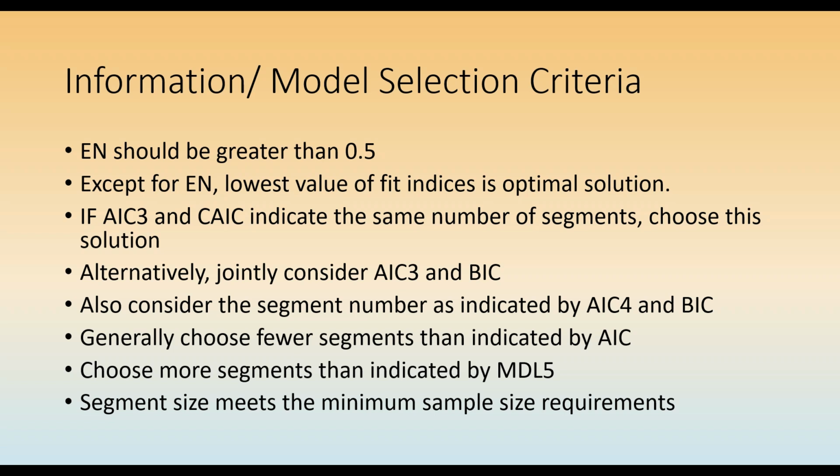Also consider the segment number as indicated by AIC4 and BIC. Generally choose fewer segments than indicated by AIC, or choose more segments than indicated by MDL5. And last but not the least, we are going to see with our exercise as well that segment size should meet the minimum sample size requirement, so that if all other criteria are fulfilling but the segment size does not meet the minimum sample size requirement, then we are going to discard that solution.